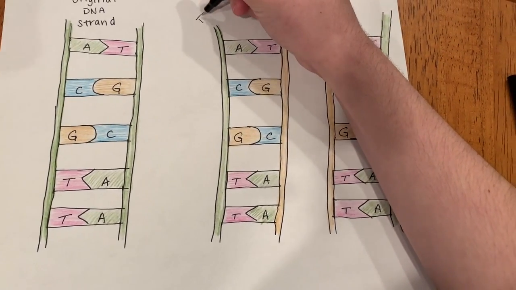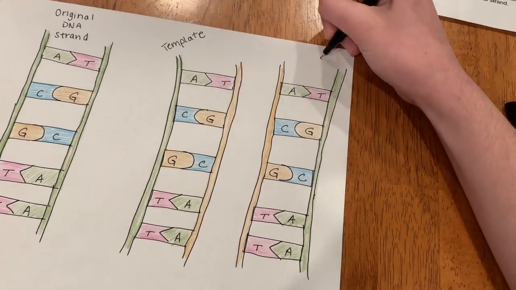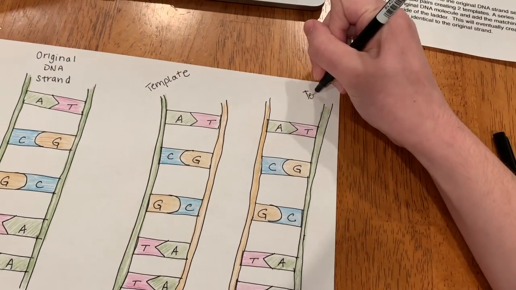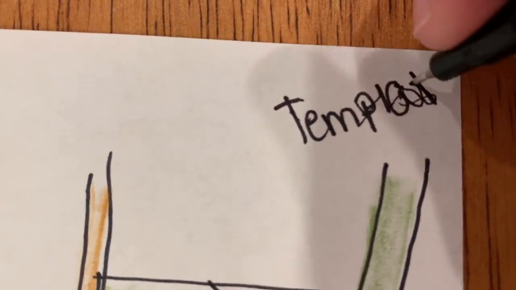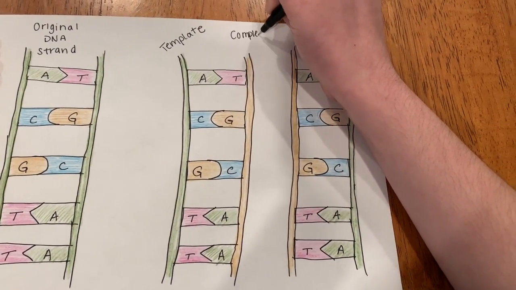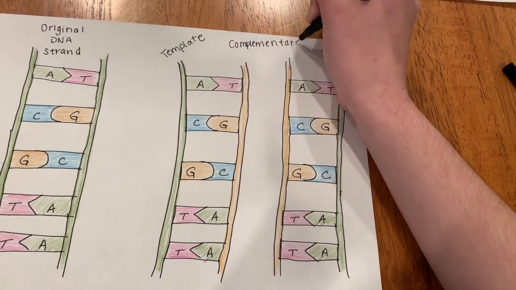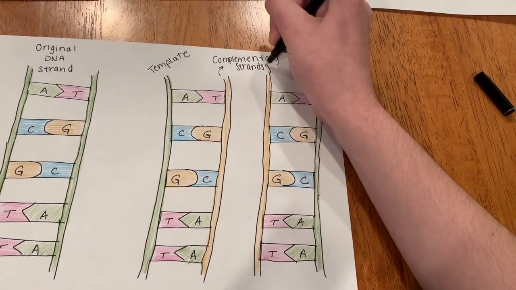A series of enzymes will unzip the original DNA molecule and add the matching nucleotides along each side of the ladder. This will eventually create 2 strands of DNA which are identical to the original strand. Here you can see drawn in green is the original strand used as a template to make the complementary strands in orange.